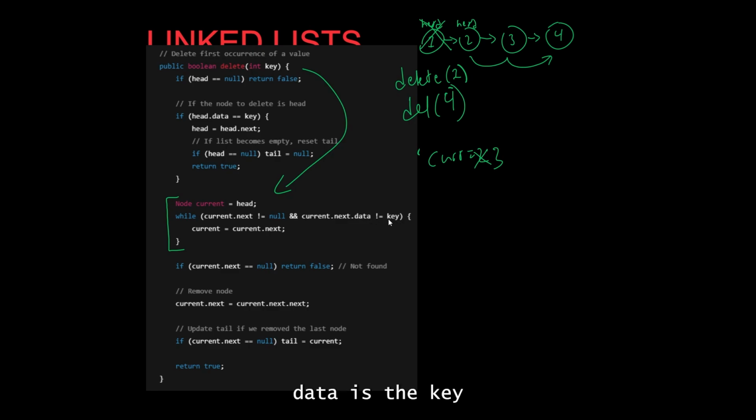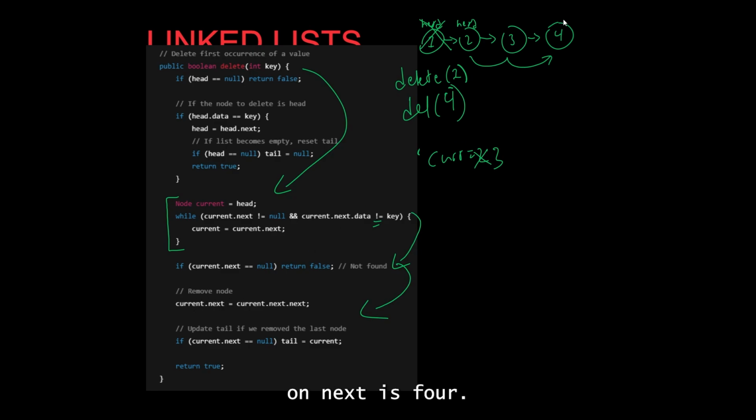Current.next.data is the key, because we're looking for 4, and our current.next.data, which is 4, is equal to 4. So we actually fail this, and we're going to stop, and we're going to go down here. We're going to check if the current.next is null. Well, current right now is 3, its next is 4. That is not null.